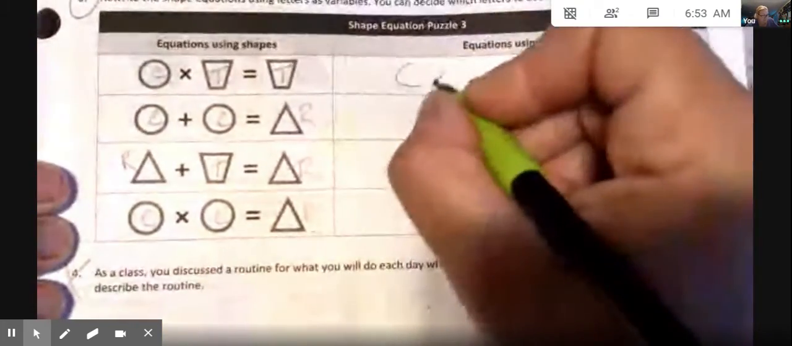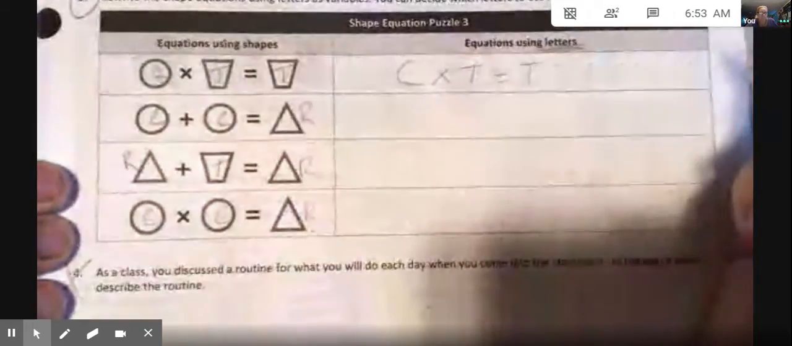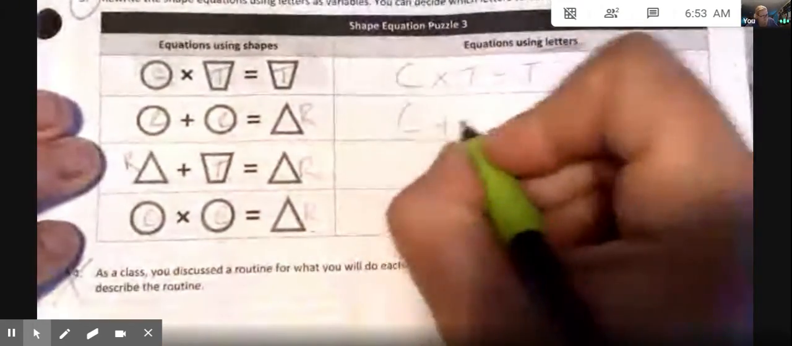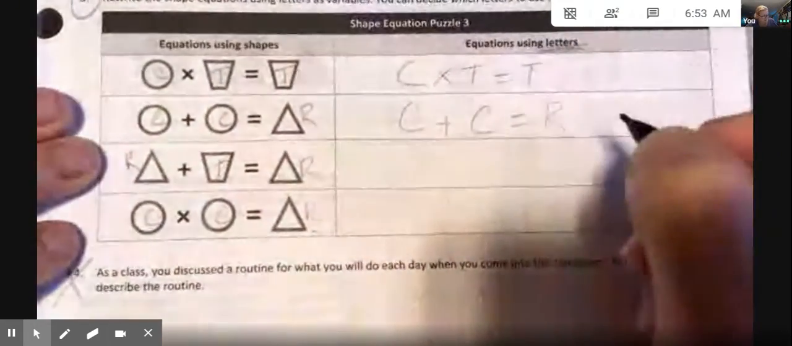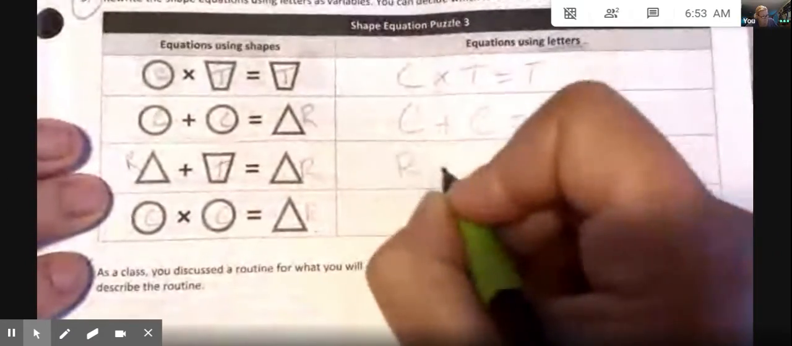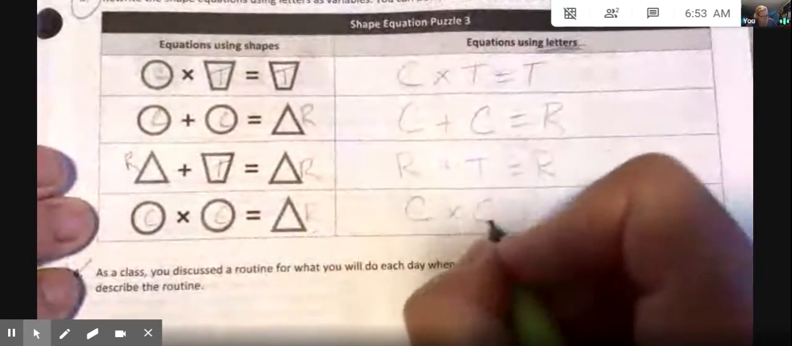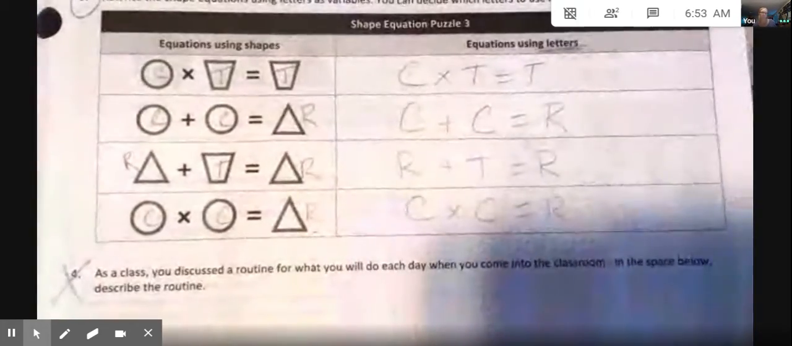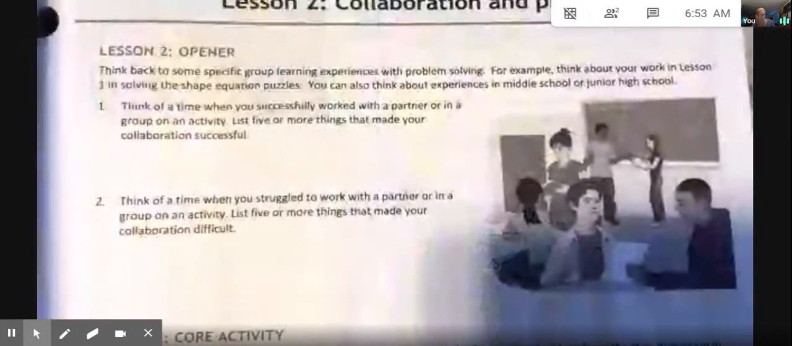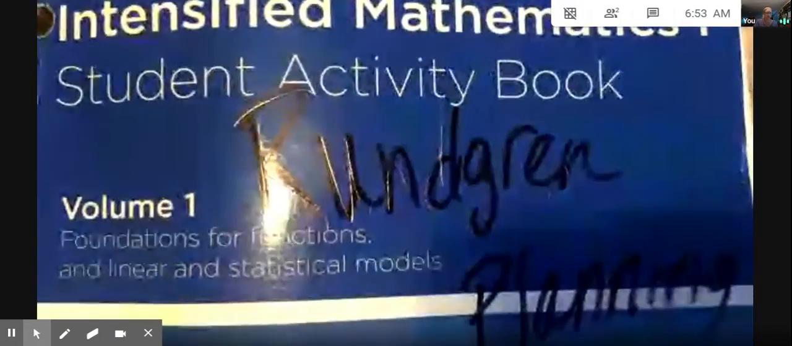So C times T equals T. C plus C equals R. R plus T equals R. C times C equals R. And that was it for lesson 1.